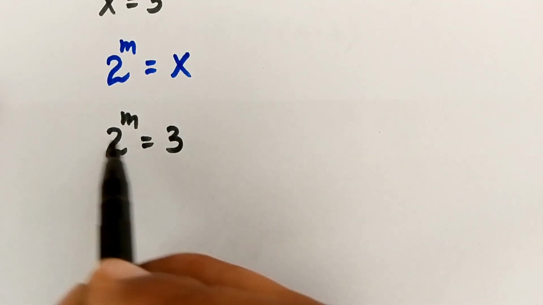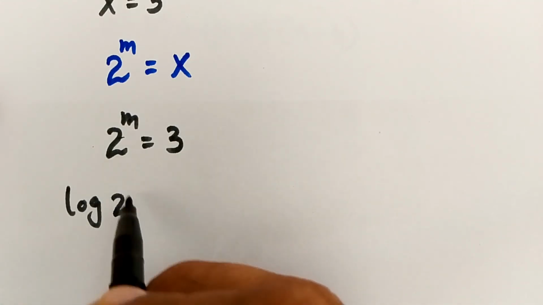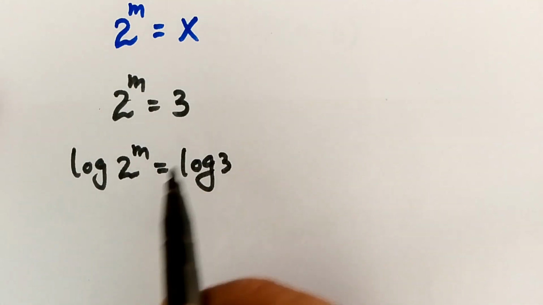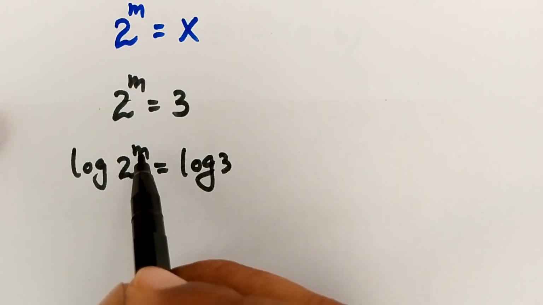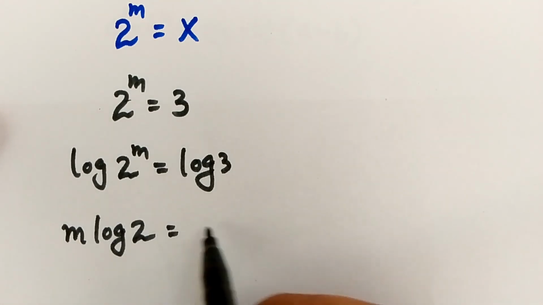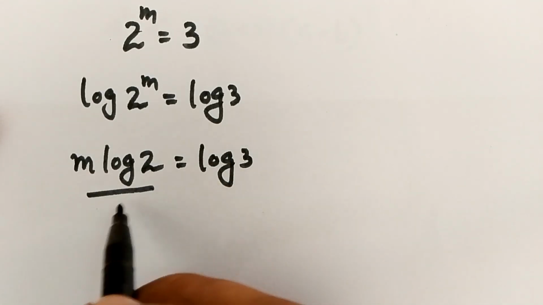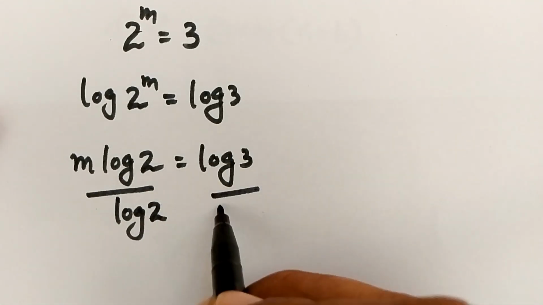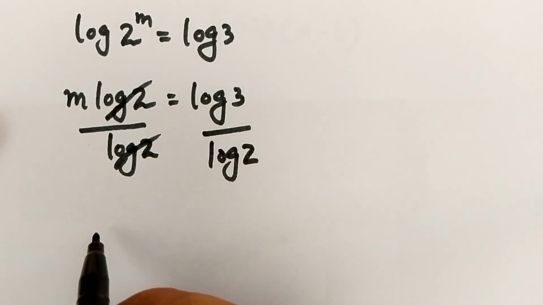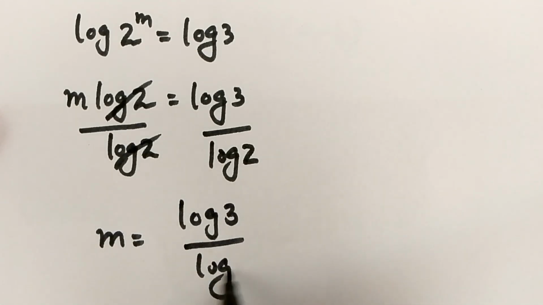Now to solve this we have to take natural log at both sides. So here log of 2 to the power of m is equal to log of 3. Now to apply the logarithm power rule, this m will come here, so this will become m log of 2 is equal to log of 3. Now we have to divide both sides by log of 2. This log of 2 cancels with this log of 2, here m is left, m is equal to log of 3 divided by log of 2.